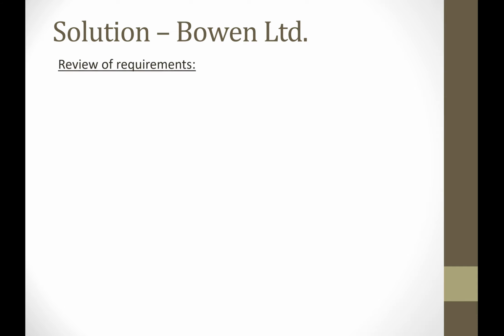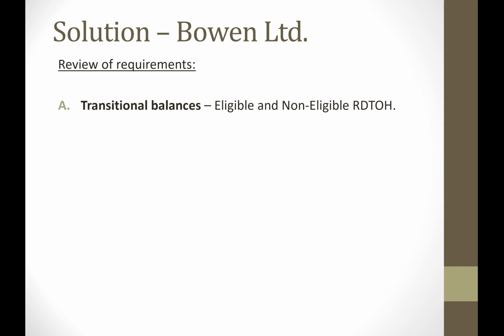Once again, this is focusing on refundable taxes. Part A is asking for the transitional balances for the eligible and non-eligible RDTOH account. Now remember, in the earlier video lecture we said that starting on January 1st, 2019, rather than a company having one RDTOH account, it now will have two, one eligible and one non-eligible.